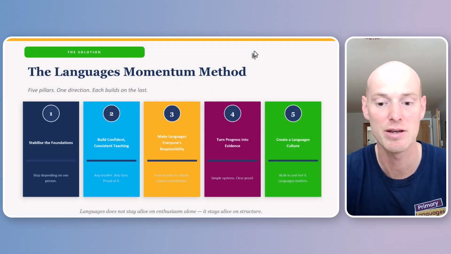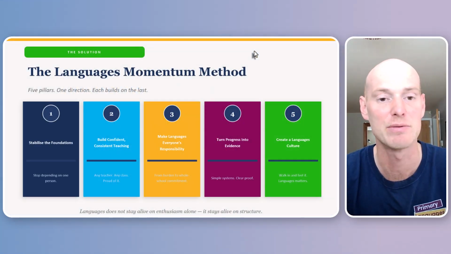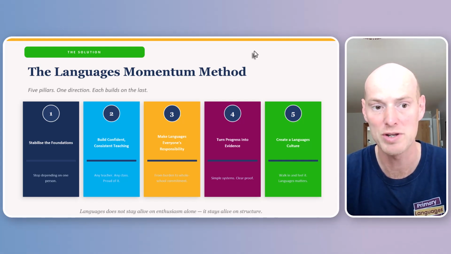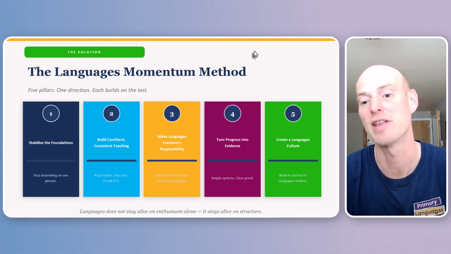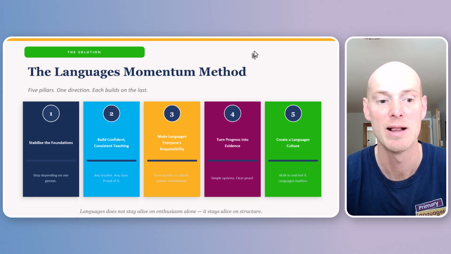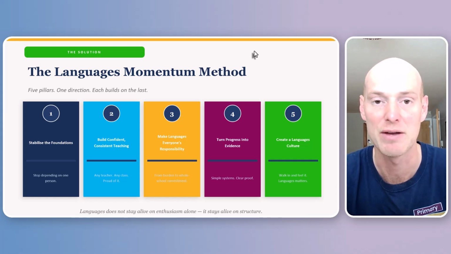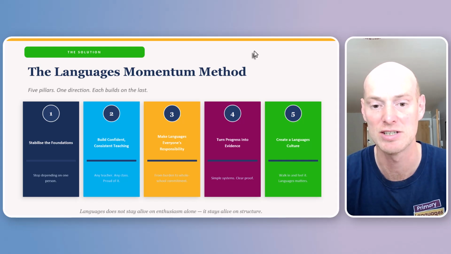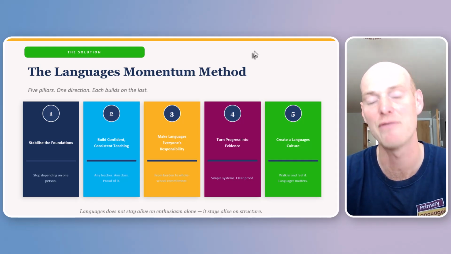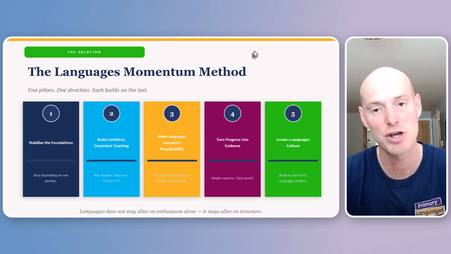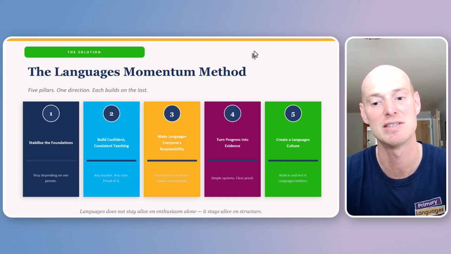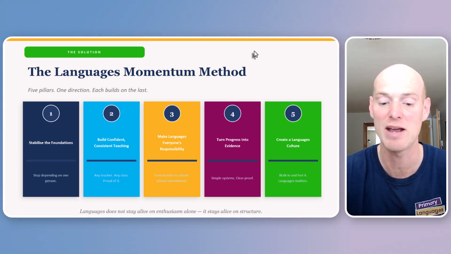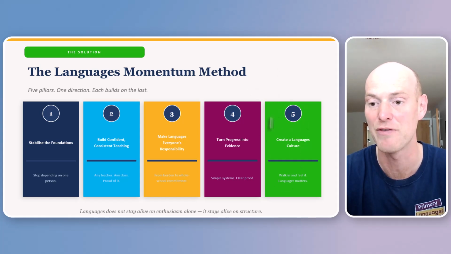And this is the solution we've created, the Languages Momentum Method, and it follows 5 pillars in one direction, and each builds on the last. So from left to right here, we have, first of all, stabilising the foundations, and I'm going to talk through each of these points, then building confident, consistent teaching, then making languages everyone's responsibility, then turning progress into evidence and simple systems, and then creating a languages culture to be proud of. And we want schools that work with us to stay in step 5.